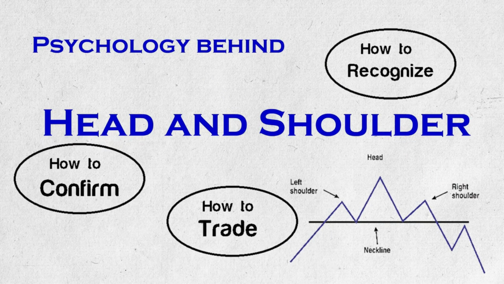Everything we have discussed here also applies in the opposite way for the inverse head and shoulders pattern, which forms in a downtrend and signals a reversal to the upside. Study this opposite version on your own using the same concepts, and you'll become confident in trading both patterns. That's the full explanation of the head and shoulders pattern.